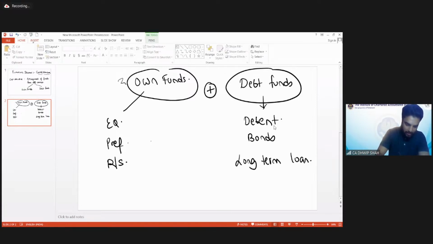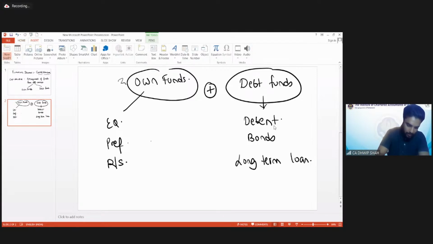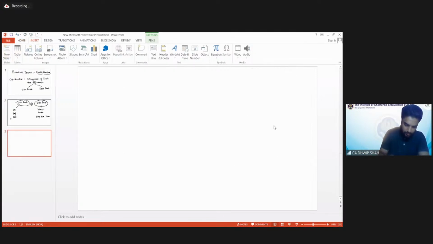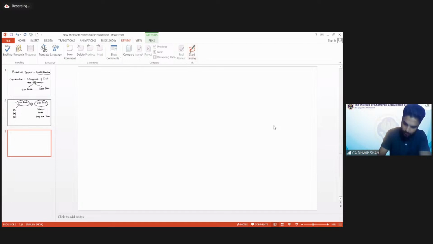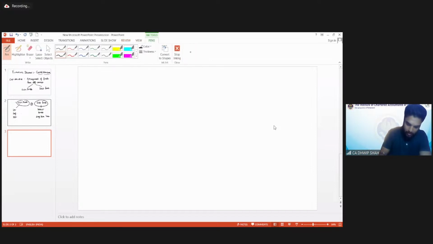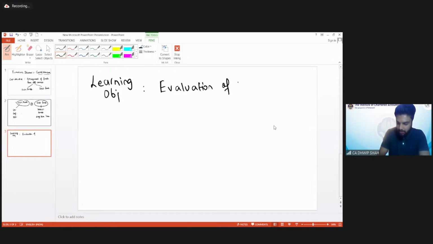Just a second, I will insert a blank slide. The learning objective of this chapter is evaluation of different financing plans, or I would say different financing options.